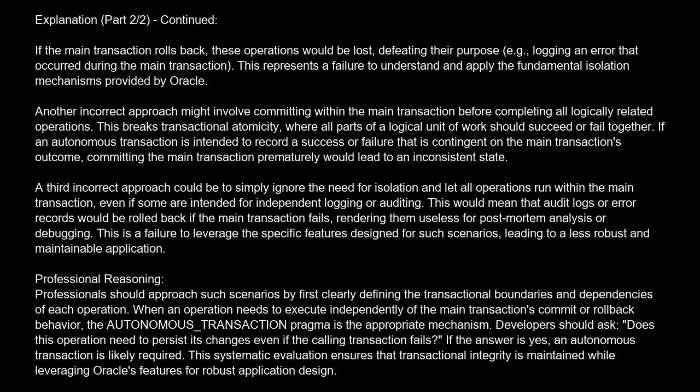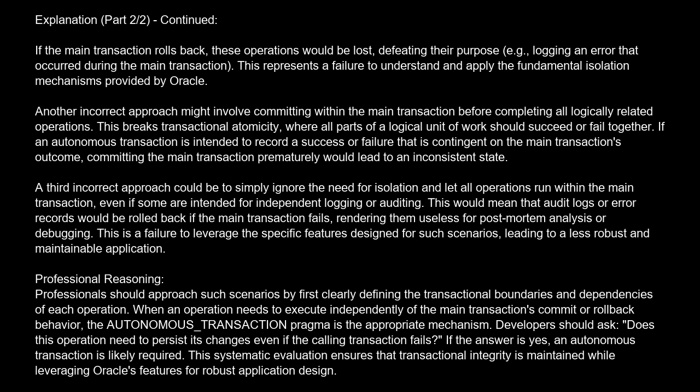Another incorrect approach might involve committing within the main transaction before completing all logically related operations. This breaks transactional atomicity, where all parts of a logical unit of work should succeed or fail together. If an autonomous transaction is intended to record a success or failure that is contingent on the main transaction's outcome, committing the main transaction prematurely would lead to an inconsistent state.